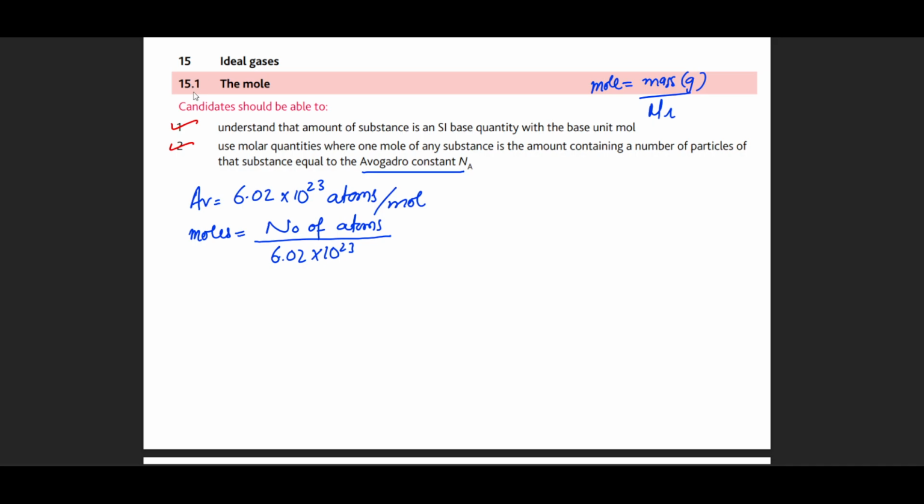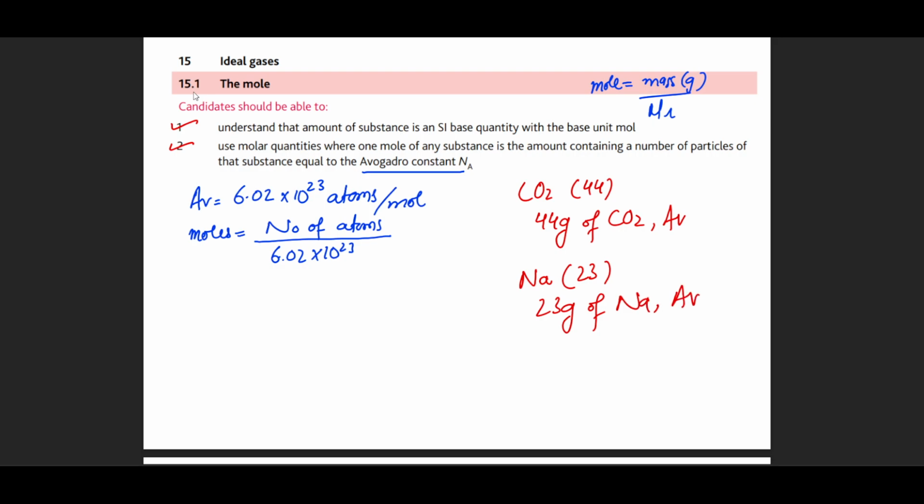So for example, if we had to calculate the moles of carbon dioxide, carbon dioxide gas has a molecular mass of 44. So 44 grams of CO2 will have Avogadro's number of atoms inside it. Similarly, if we were looking at sodium, that has a molecular mass of 23. So 23 grams of sodium would have the same number of atoms as 1 mole of Avogadro's atoms, right?